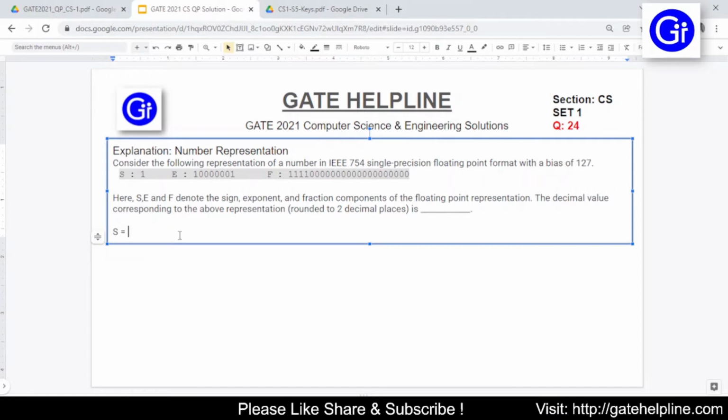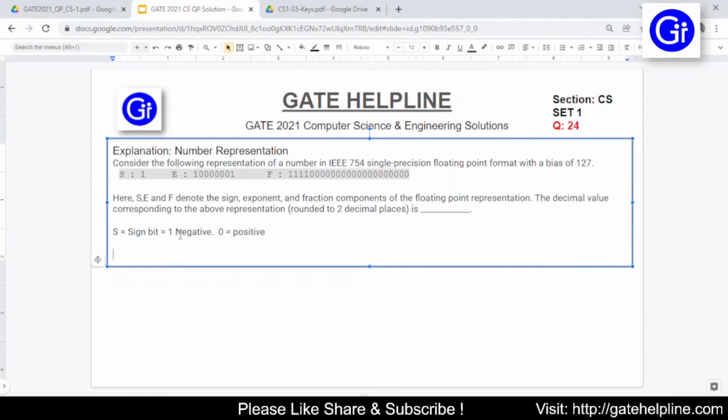S stands for sign bit. Here the value is given as 1, that means it's a negative number. If the sign bit is 0, that means it's a positive number. So here in the question we are given S equals 1, that means the given number is a negative number.